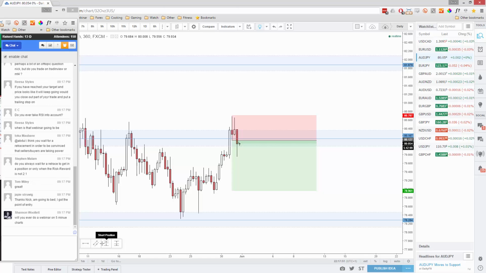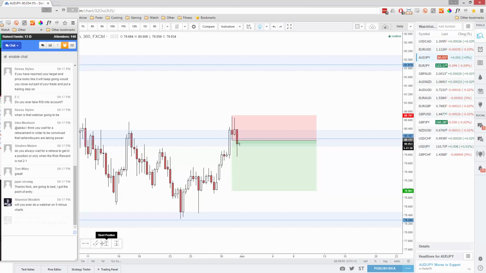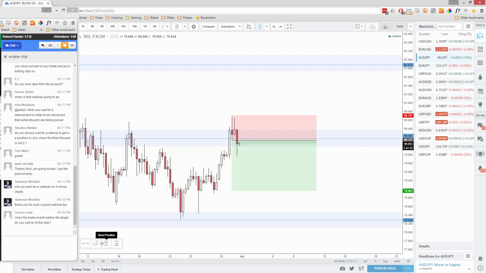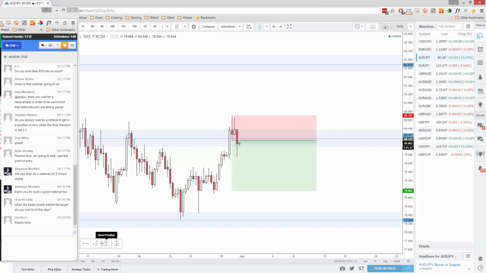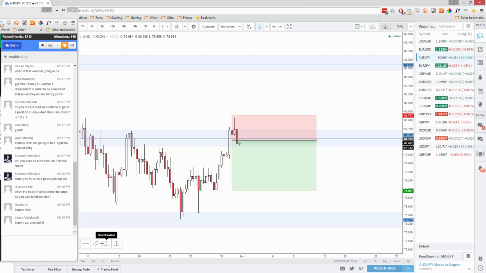Stefan, do I always wait for a retrace to get into a position, or only when the risk reward ratio is not 1 to 2? It's a good question. I wait for a small retrace most of the time. And by small retrace, I mean, you know, price breaks 3 or 4 pips and then pulls back up. That's what I usually look for, just that very small retrace. When we're talking about proper retraces, like 5, 10, 15 pips, that's something I only do if I need to get a good risk to reward ratio on the trade.